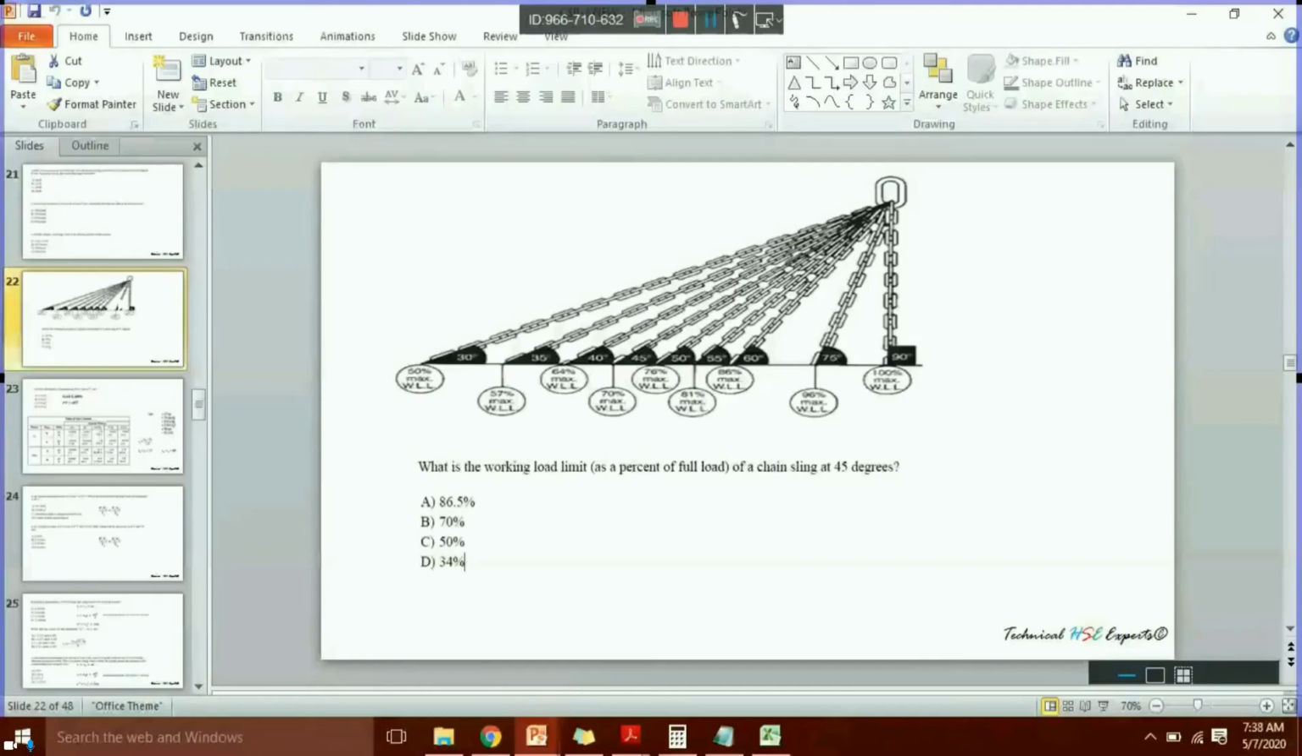So here they are asking, at 45 degrees, what will be the safe workload for the chain sling. For a chain sling, it is almost constant based on the angles. See here, at 45 degrees, they have kept 70% of the safe workload that the chain sling can withstand.